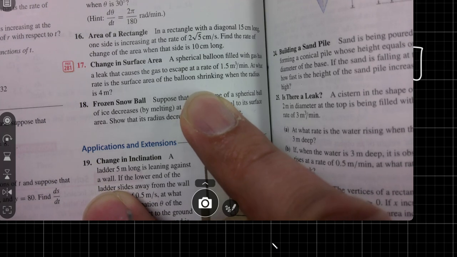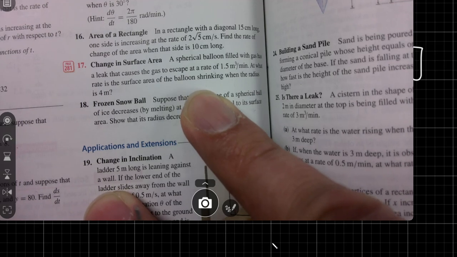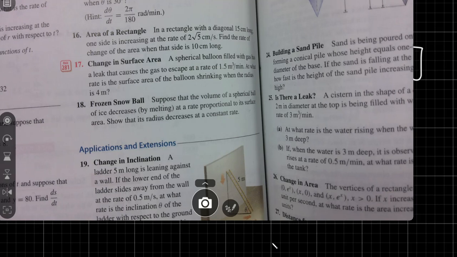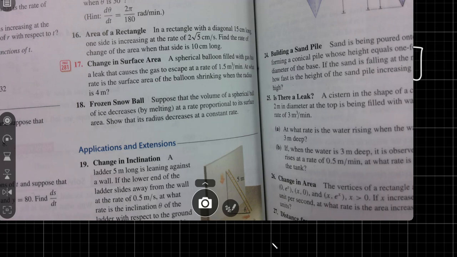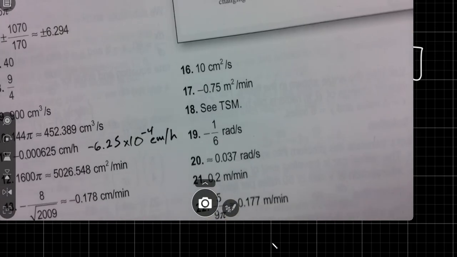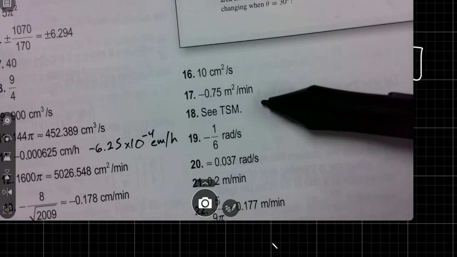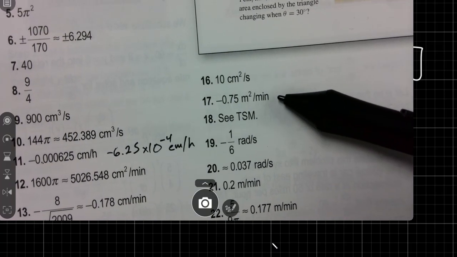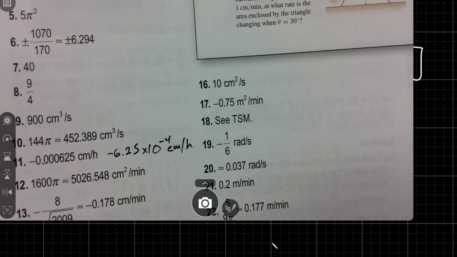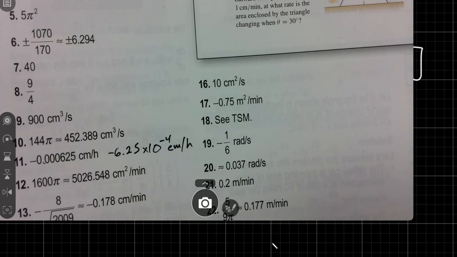This is a much more involved problem, very similar to the one that we did in class, right? Where we get the dr/dt, you have to solve for it. When you do this, and it's all said and done, negative 0.75 meters squared per minute is what I'm looking for. And I'll say it again. The surface area of the balloon is decreasing by 0.75 square meters per minute when the radius is 4 meters.